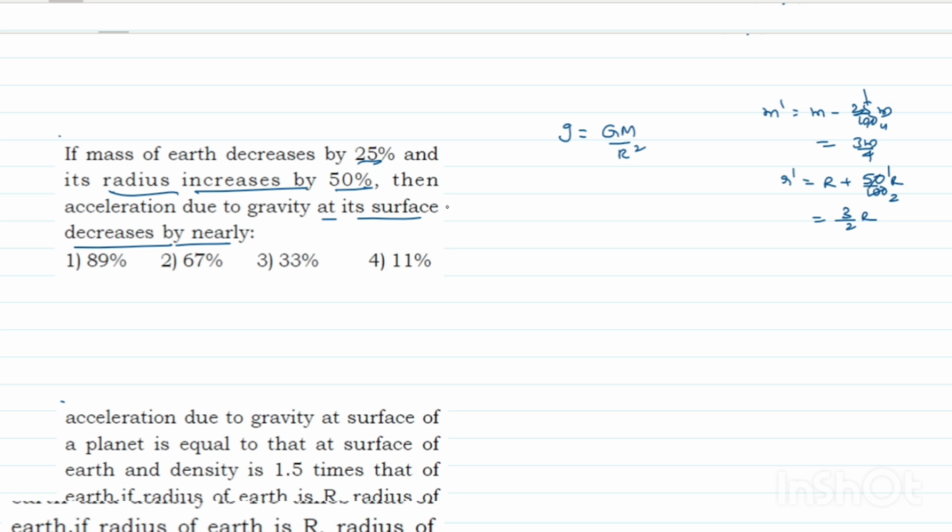Now the new g dash value. g dash will be equal to G into M dash, that is 3M by 4, by r dash, that is 3 by 2 r whole square. Now when you simplify this, g dash will be equal to 3 by 4 into 2 by 3, into GM by r square.